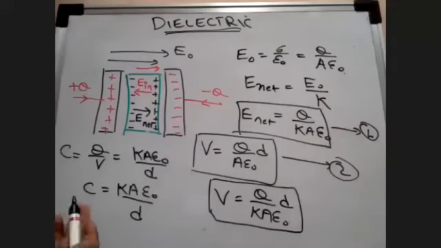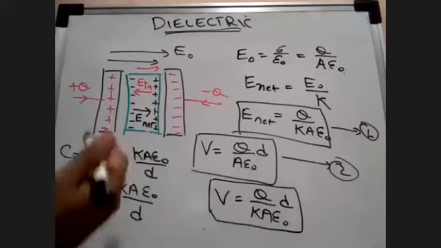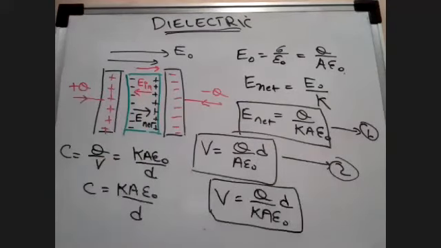Okay, so C is equal to K A epsilon naught by d. This is our final result. But what is capacitance in terms of geometry? Isn't it A epsilon naught by d? Yes or no? Sir, can you repeat? Yeah, see, listen. Did you understand till here? This point till here? Yes, sir.